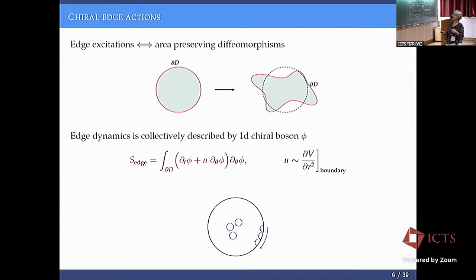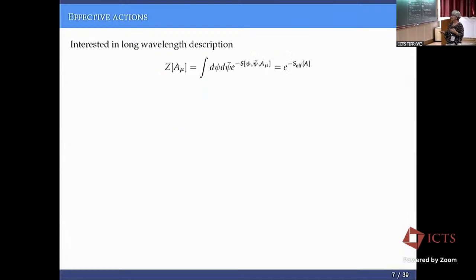Okay. However, in physics we are many times interested in a long wavelength description. In that sense, we can integrate out the microscopic degrees of freedom, which in this case are the electrons, and we find an effective action. Here we are interested in introducing gauge fluctuations into the system in addition to the constant magnetic field. We want to see how the system responds and what the effective action is.